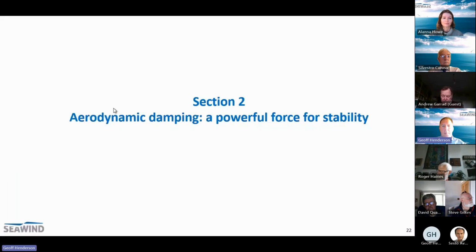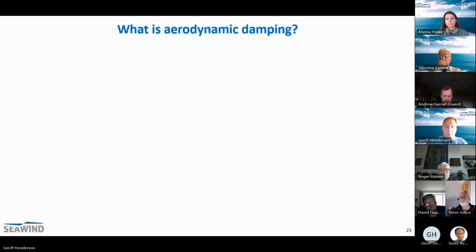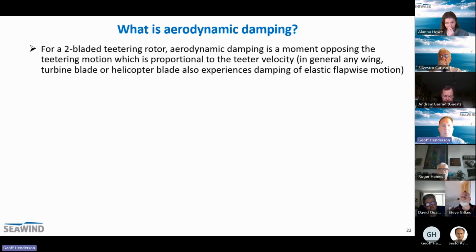Okay, so aerodynamic damping, a powerful force for stability. So what is aerodynamic damping? Well, it's a moment on a teetering rotor that's proportional to the teeter velocity.